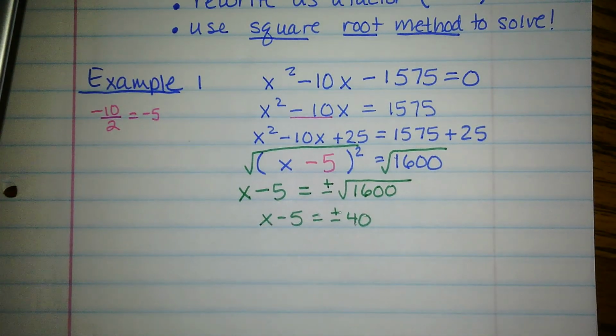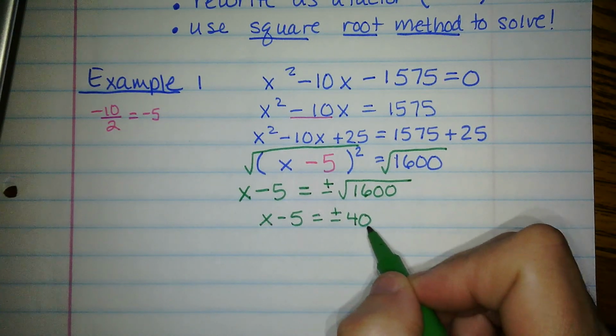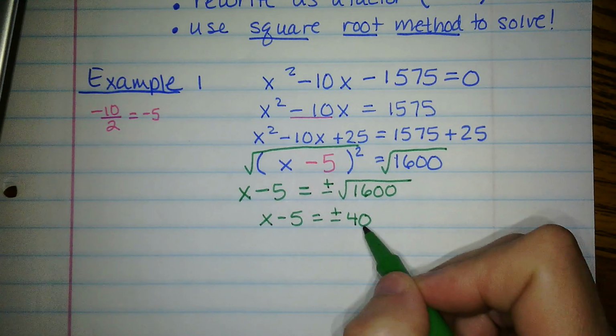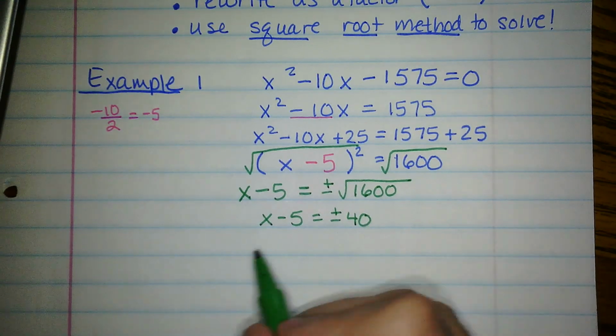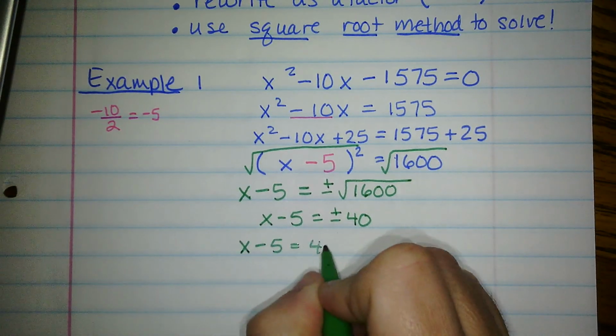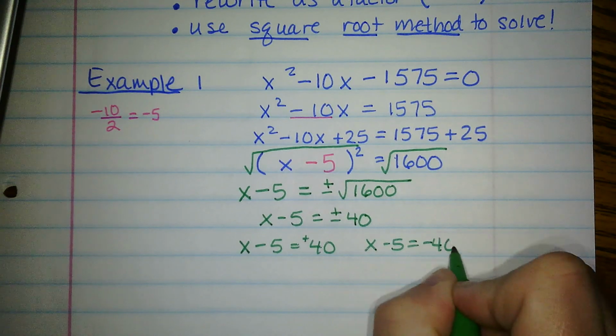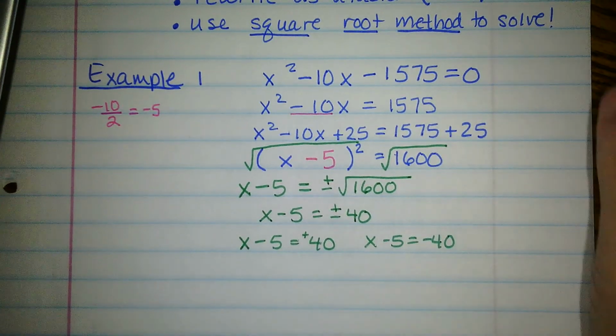40, not 400. Good grief. And then what we're going to do is make sure you have a 40 here, not a 400. And then you're going to split these up into 2 equations. X minus 5 equals positive 40, and x minus 5 equals negative 40. And we're going to solve this for x.